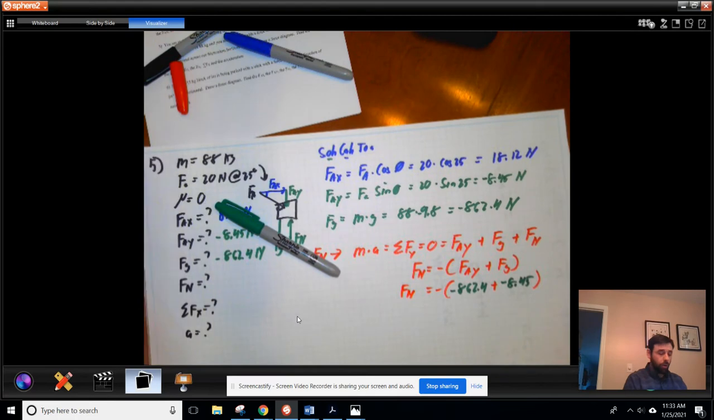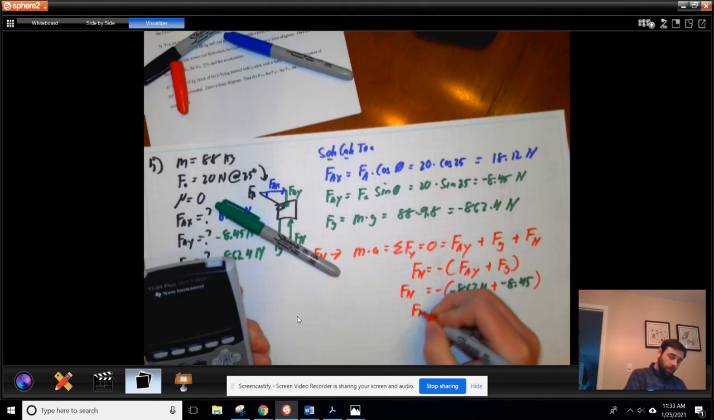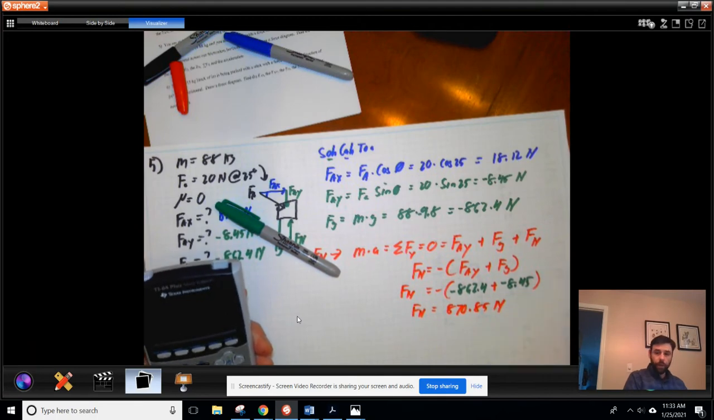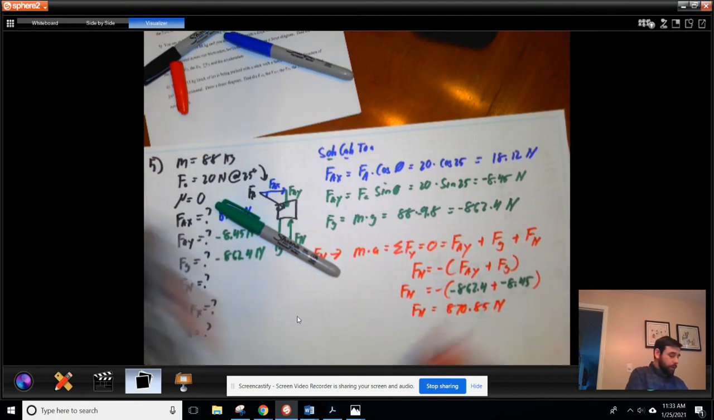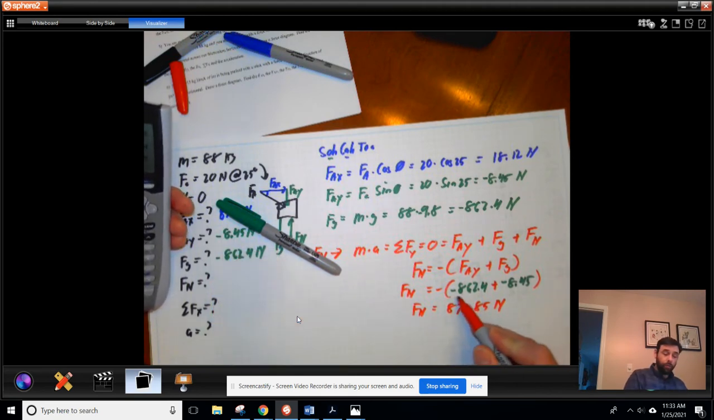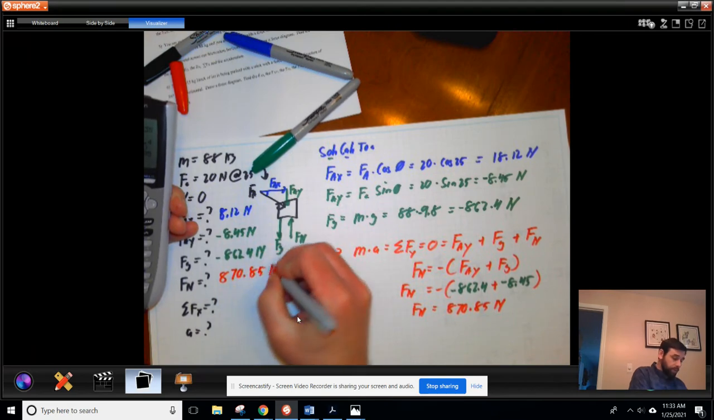All right, so our normal force here, let's see here, negative, open parentheses, negative 862.4 plus a negative 8.45. Don't lose your negatives here. I'm getting a normal force equal to 870.85 newtons. Okay, good. And it's acting upwards. So it's more than the gravitational pull because it's the sum of those two. It has to balance those. So 870.85 newtons. Yay.